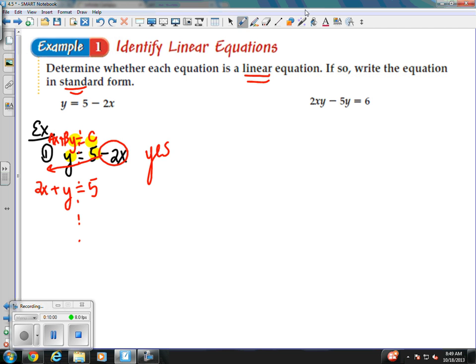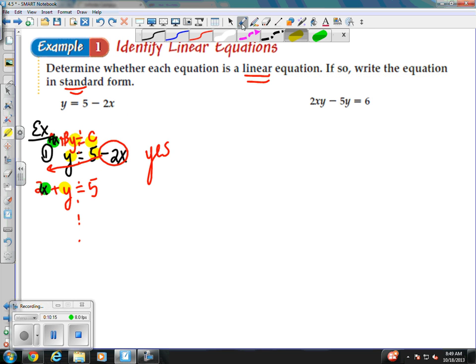Then we go back through and make sure we're good. So I have x in front for my Ax plus By. I have my y second. Y is second. And then lastly, my number is on the right side. So now we check our rules. Is A positive?